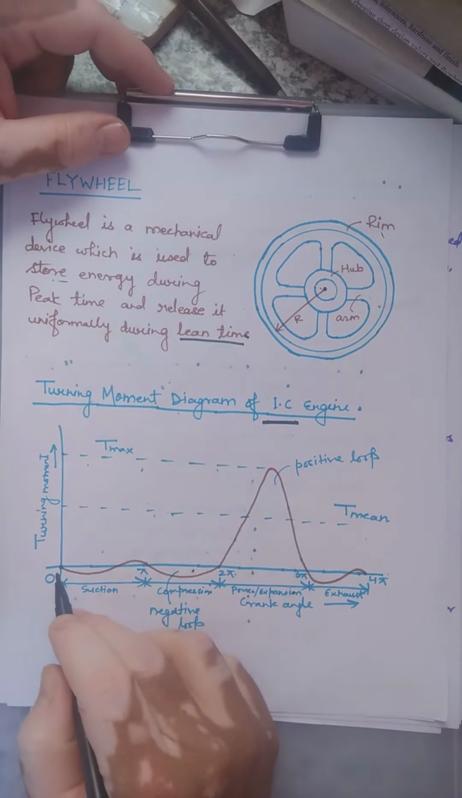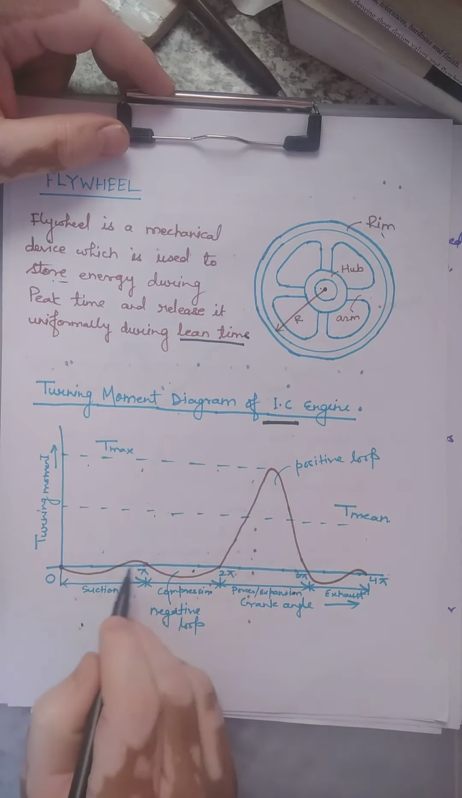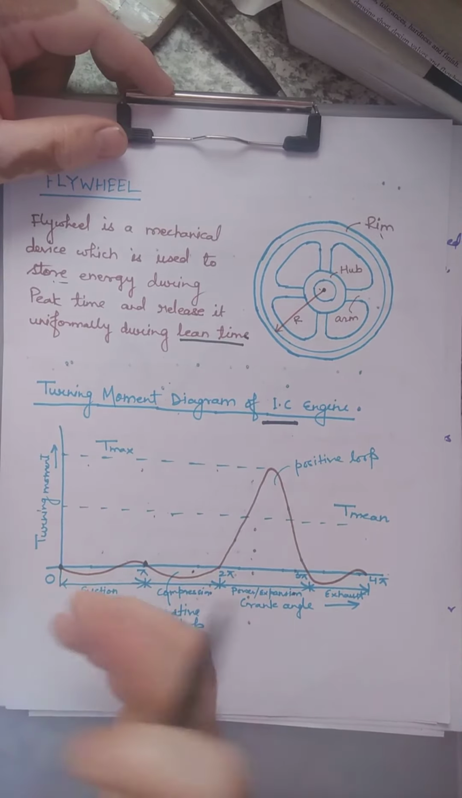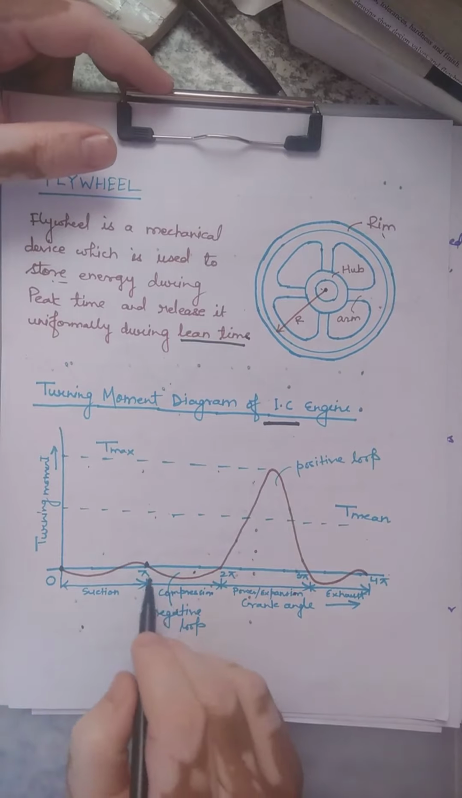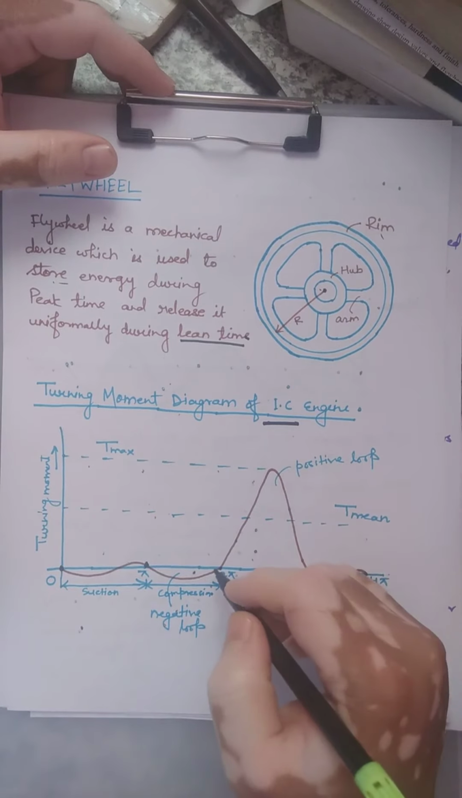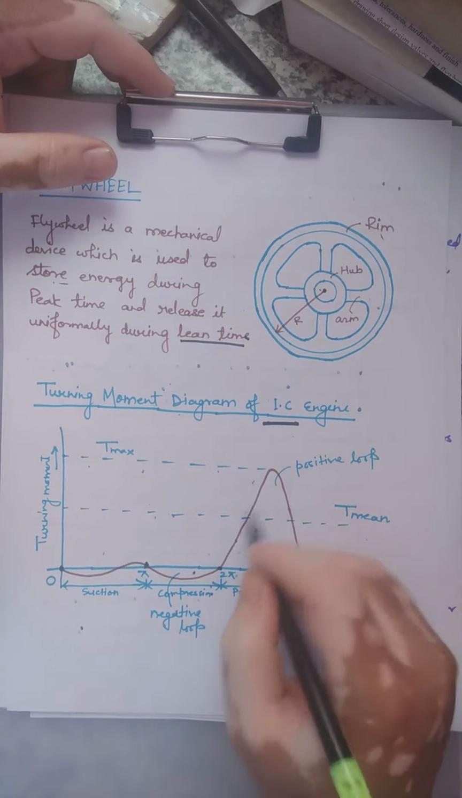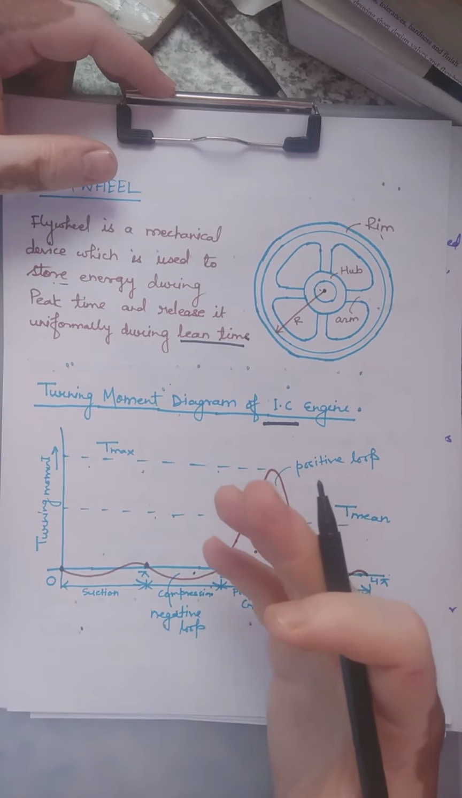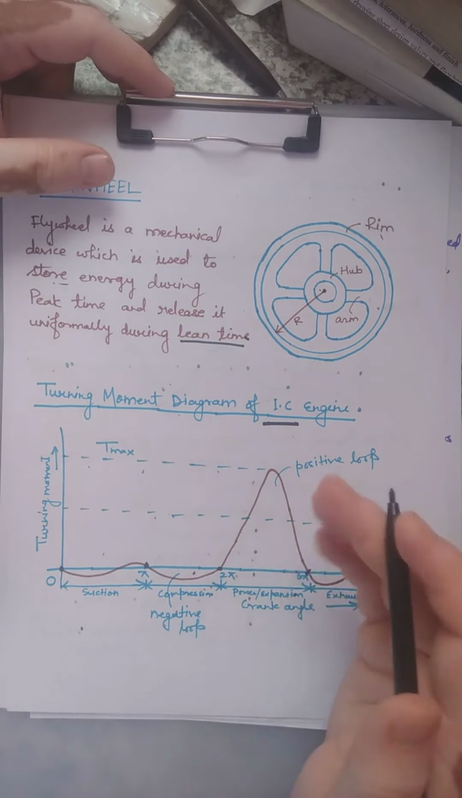Suppose this is the turning moment diagram of the flywheel, in which this is the suction stroke from here to here. This is the suction stroke, the first stroke, in which the air-fuel mixture gets into the cylinder. This is the compression stroke, in which the piston compresses the fuel or gas charge. Now from this to this point, this is the power stroke in which the fuel is combusted, and combustion of fuel gives power to the piston, which then transfers power to the crankshaft.